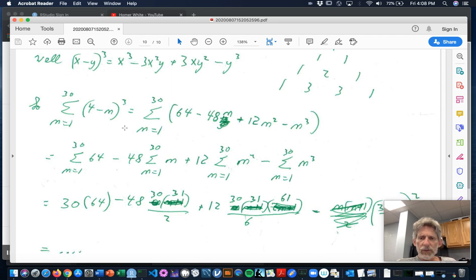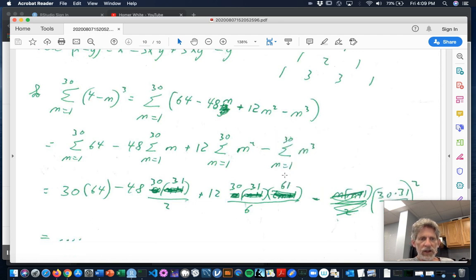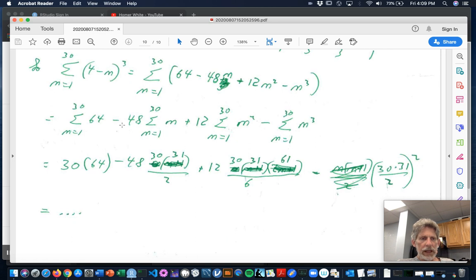Now I'm going to use some commutativity and multiplication, because I'm just going to gather the sum of these 64s together, and minus the sum of the 48m, and I'm going to factor out the 48. Similarly, I'm going to gather these together and factor out the 12. And I'll just leave the minus sum of the m cubes at the end. And hey, this general term does not even involve the index m. It's just 64 each time. So that means that I'm adding up 30 64s. 30 times 64.